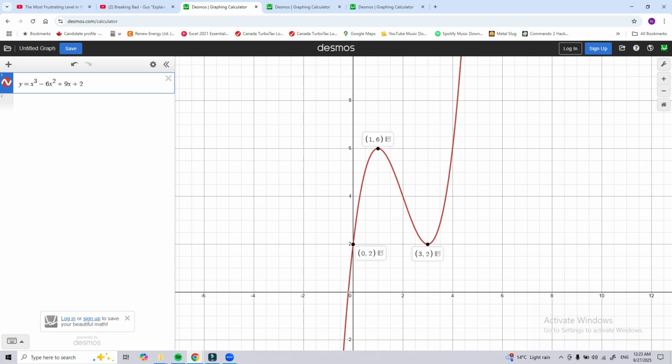The function increases from negative infinity to 1, and then increases from 3 to infinity. It's decreasing from 1 to 3. It's concave down from x equals negative infinity to x equals 2, and then concave up from x equals 2 to x equals infinity. So everything we said about this graph checks out.